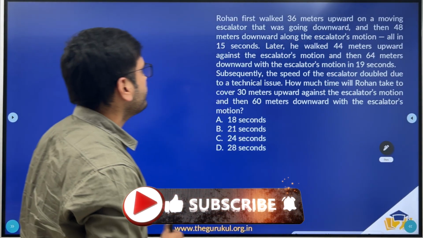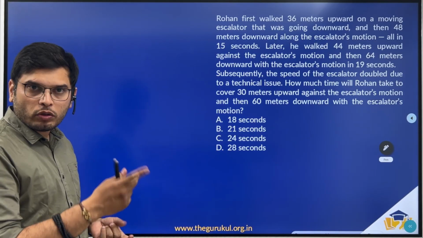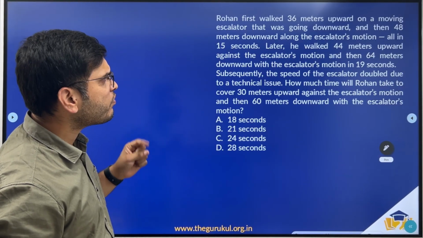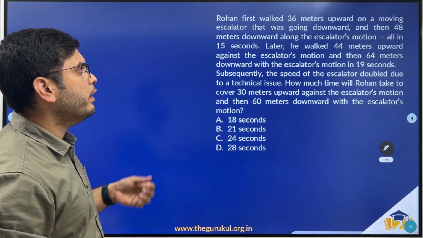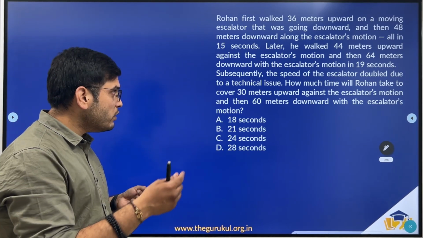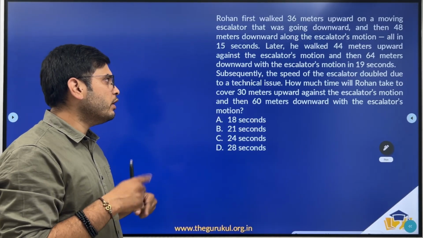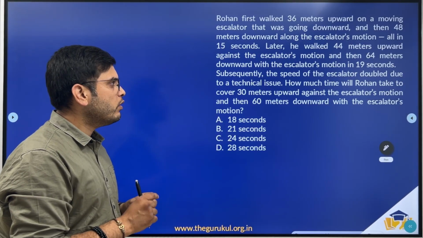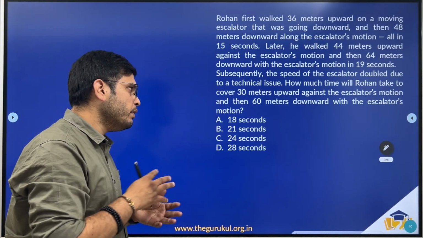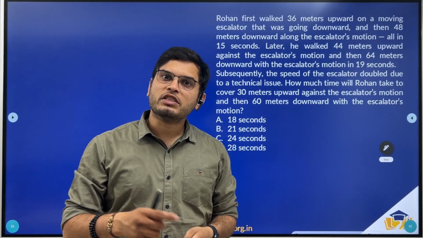Now coming to the third question. Rohan first walked 36 meters upward on a moving escalator that was going downward, so the opposite direction, and then 48 meters downward along the escalator's motion, all in 15 seconds. Later, he walked 44 meters upward against the escalator's motion, and then 64 meters downward with the escalator's motion in 19 seconds. Subsequently, the speed of the escalator doubled due to a technical issue. How much time will Rohan take to cover 30 meters upward against the escalator motion and then 60 meters along the escalator's motion? So, in order to answer this question, we should know the speed of Rohan and also the escalator.